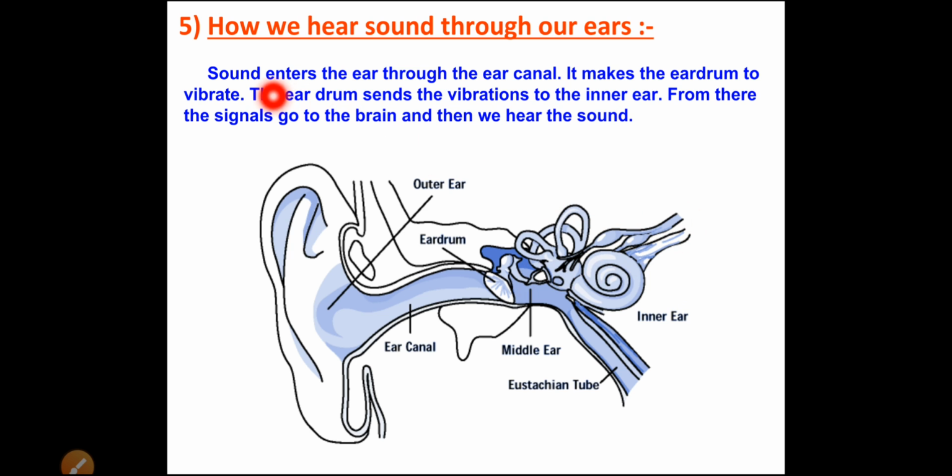Sound enters the ear through the ear canal, and when it enters, it makes the eardrum vibrate. When the eardrum starts vibrating, it sends the vibration to the inner ear. This part is the inner ear. The vibration gets sent into the inner ear, and from there the signal goes to the brain, and then we hear the sound.